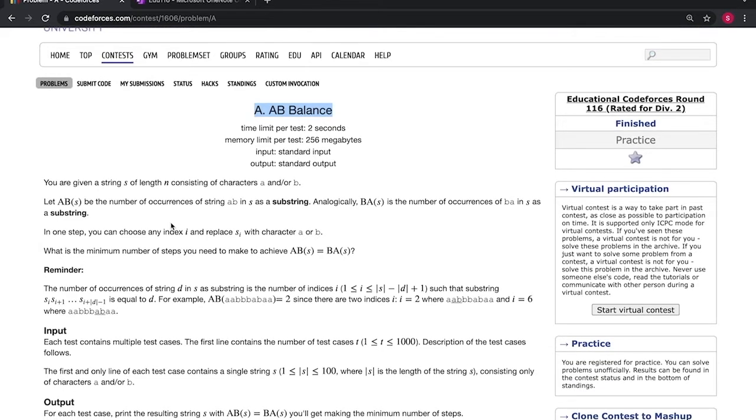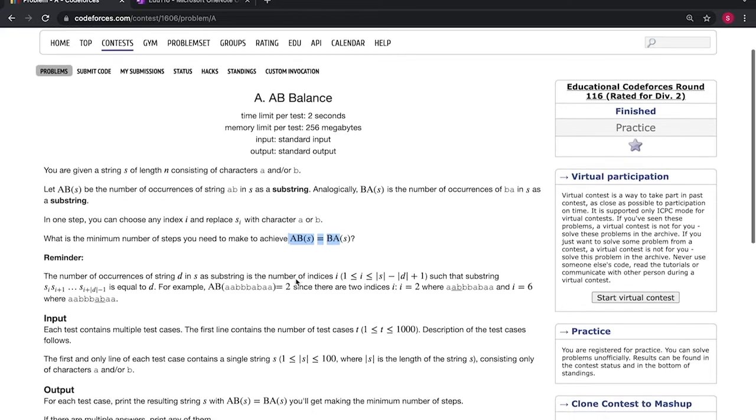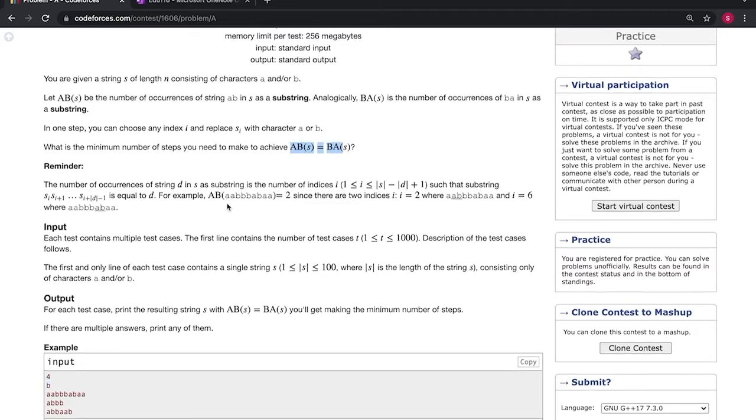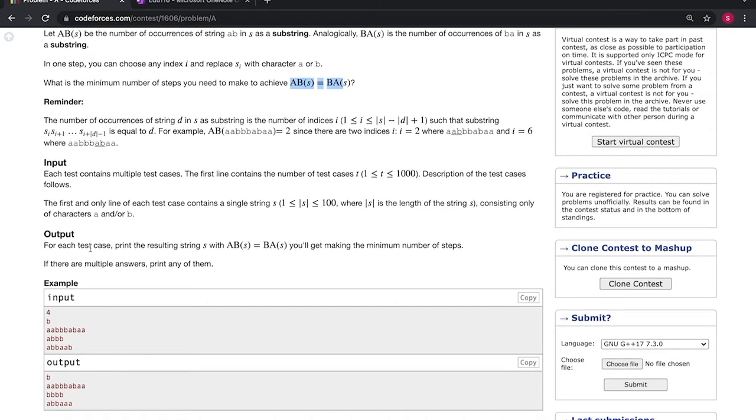In this question we are given a string and we need to find the number of occurrences of the substring AB and the substring BA, and we need to make them equal. If they are initially equal, then we'll print the string itself. Otherwise, we'll print the string which we achieve in the minimum number of steps such that AB is equal to BA. For this we can see the examples.